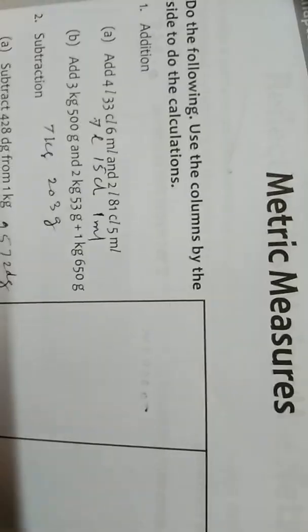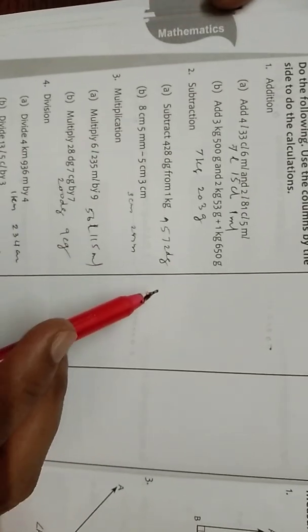Okay. Next one, here is also metric measures: addition, subtraction, multiplication. All the 4 processes are there. 4 fundamental questions. Here also try yourself. It's simple addition, subtraction, multiplication as we have done in the textbook itself. This also I am giving as homework. Try yourself and send me the answers.